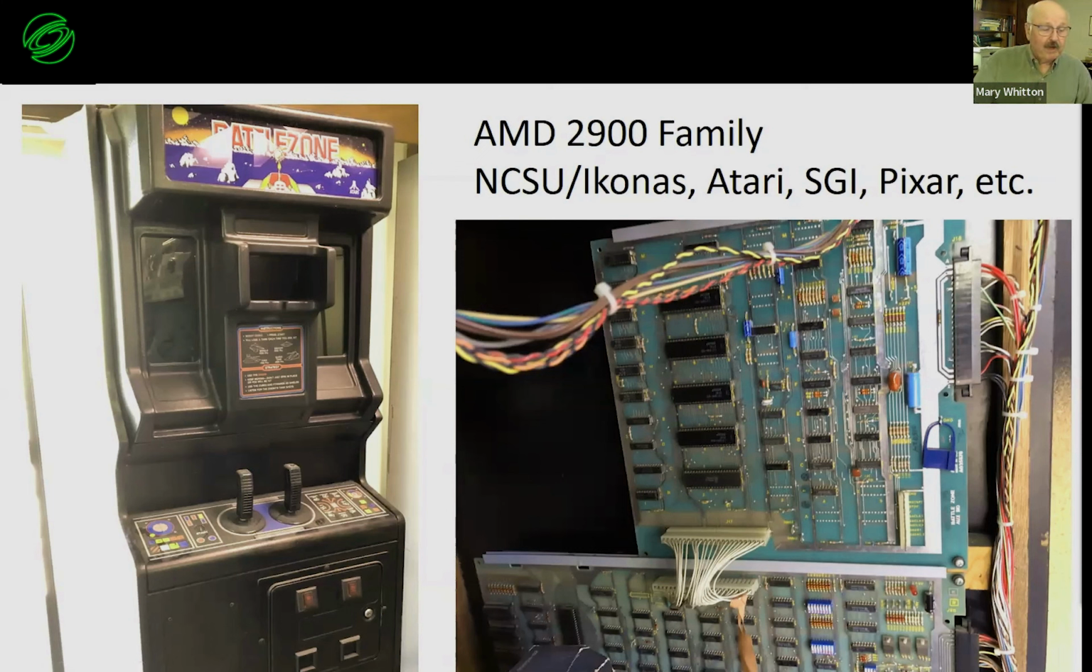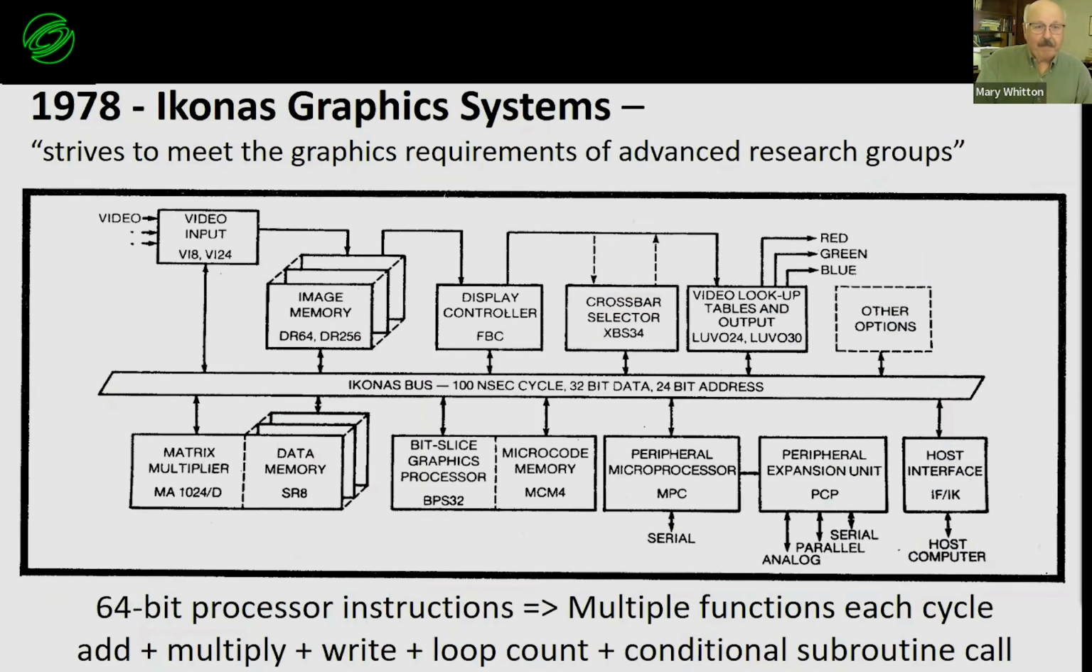SGI used it for rendering in their first systems. Later on, they did lots more, but they had the geometry engine for doing geometry, but then they used this 2900 series bit slices for actually drawing things. Yes, in a pipeline. I tried to do something that was a lot more flexible. It's not a pipeline design, but instead a bus-oriented design.